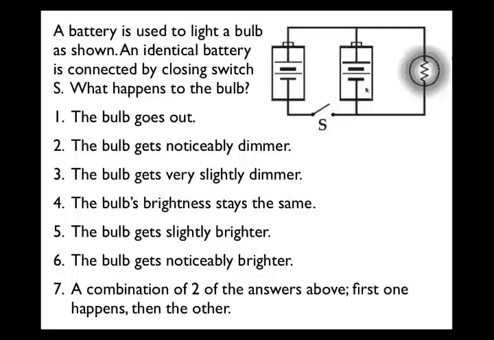There's a certain potential difference from one end of this battery to the other end of the battery, say 1.5 volts if it's a standard D cell. And closing this switch doesn't do anything to change the potential difference across this battery, because it would also be 1.5 volts across this second battery, and the bulb therefore has the same potential difference across it. That means the same amount of current goes through the bulb, and that means the bulb stays the same brightness.